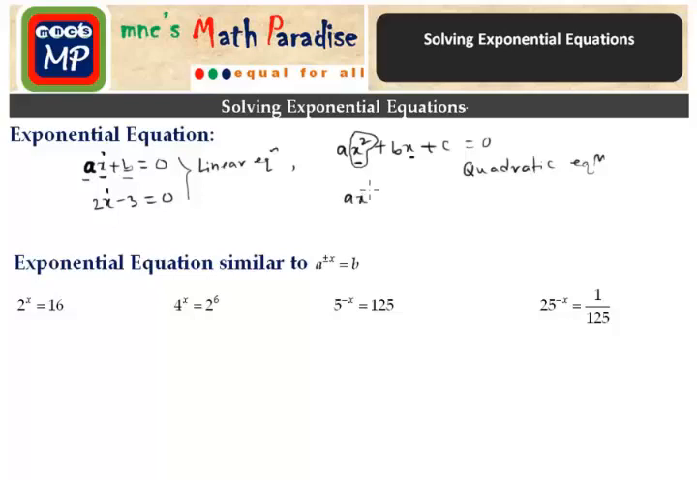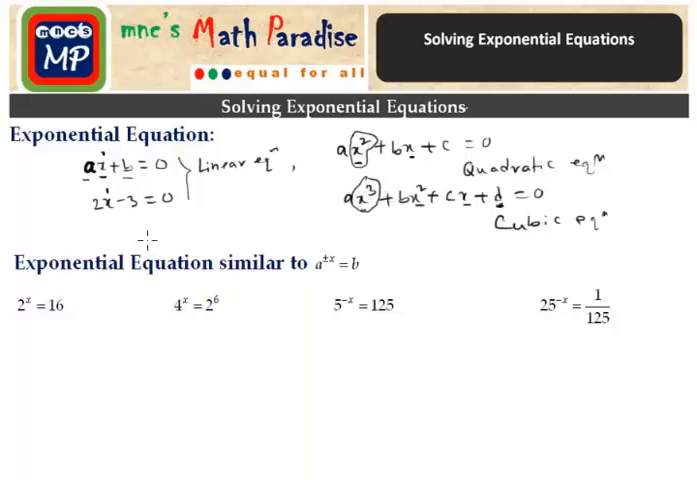Similarly, ax cube plus bx square plus cx plus d equals 0, where x is the variable and d, c, b, a are constant values, and x's maximum power is 3, then that equation is called a cubic equation. So in these kinds of equations, x becomes the base and its power increases. For example, for a linear equation, x's power is 1. For a quadratic equation, x's power is 2. For a cubic equation, x's power is 3.